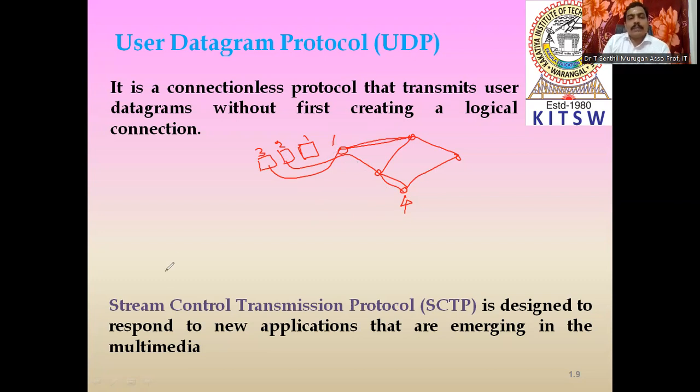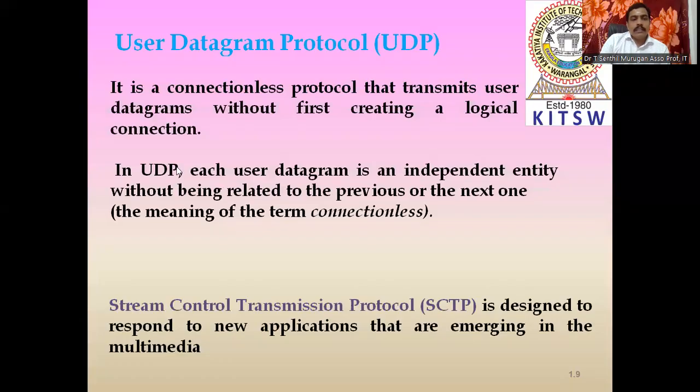What is the advantage of a connectionless protocol? It is very fast. Wherever data traffic is low, the data can be forwarded very quickly. But if the data does not reach the destination, data loss may occur. So reliability is very low in a connectionless protocol. In UDP, each user datagram is an independent entity, not related to the previous or the next one. That is what connectionless means.